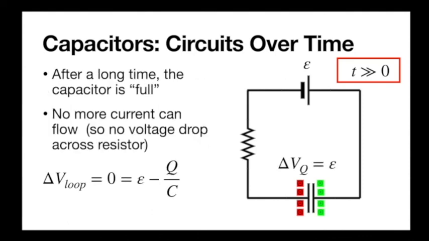And then far, far in the future, this will be as full as it can. The battery can no longer pump more charge from one side to the other. Current will stop flowing. And so now our loop rule is just epsilon minus Q over C, because I is now 0. So there's no voltage drop across the resistor. So at the beginning, it's like the capacitor is not there. At the end, it's like the resistor is not there.